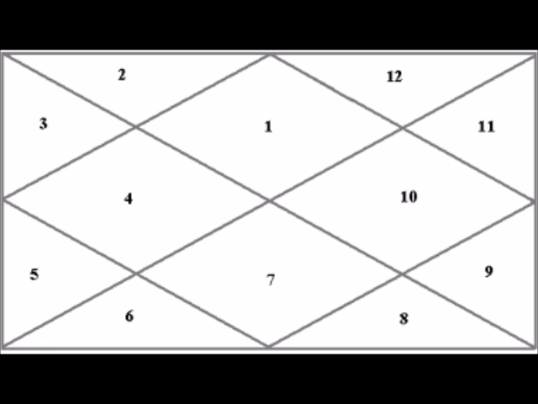So the ancient scriptures have described that the Sun gets debilitated in Libra, which is exactly 7th from Aries, where it gets exalted up to 10 degrees. The Moon gets exalted up to 3 degrees in Taurus and gets debilitated up to 3 degrees in Scorpio, which is the 7th sign from Taurus.